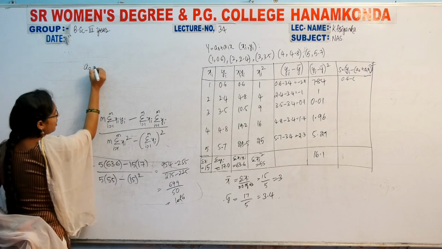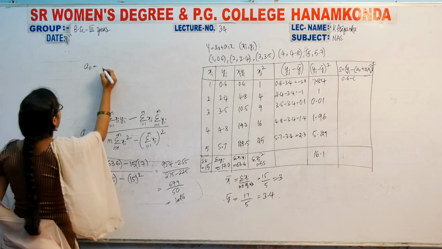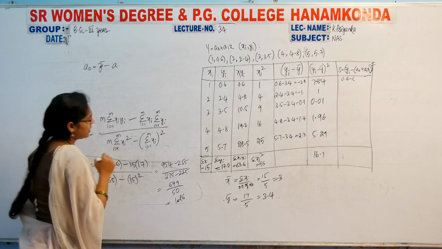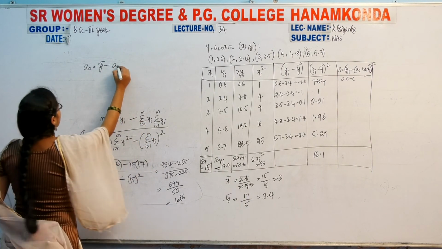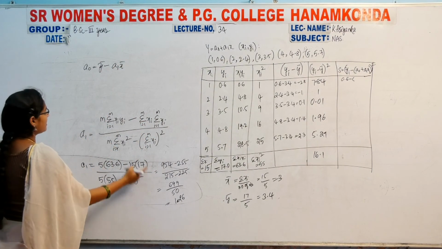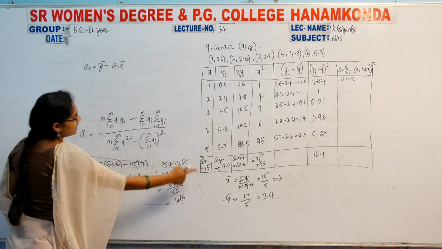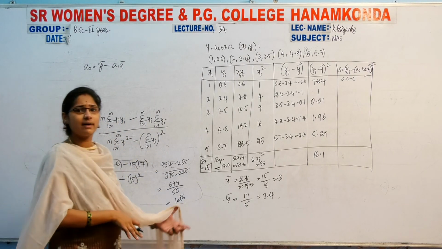What is a naught? The formula for a naught is nothing but y bar minus a1 x bar. Okay, so already here we have x bar and y bar, and substitute in this one, you will get the value of a naught.